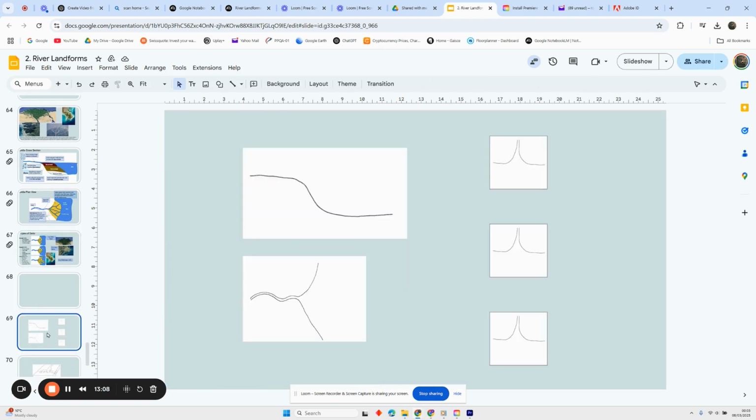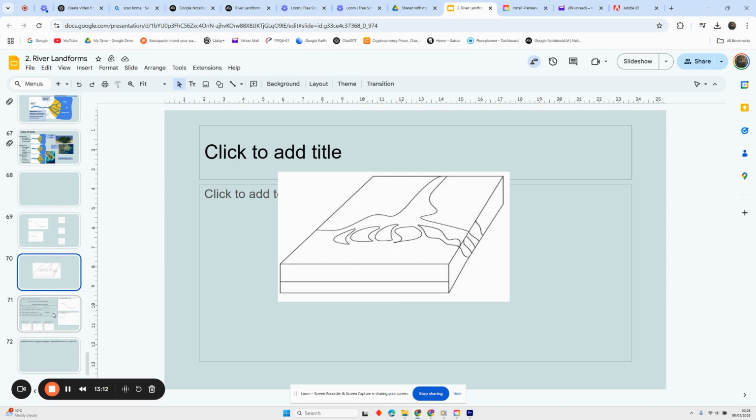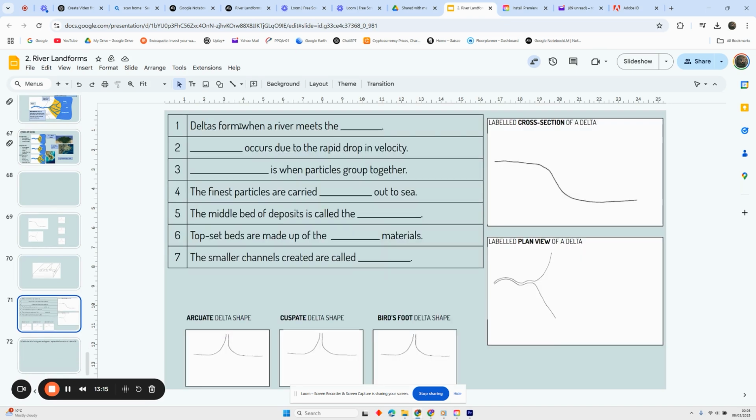Okay, let me test my knowledge using slide 70. Go for it. Okay, so deltas form when a river meets the sea or lake. Deposition happens because of the drop in velocity. The finest particles are carried furthest out. The middle layer is the foreset beds. The topset beds are the coarsest, and the smaller channels are distributaries. You got it all right. I'm feeling like a delta expert.